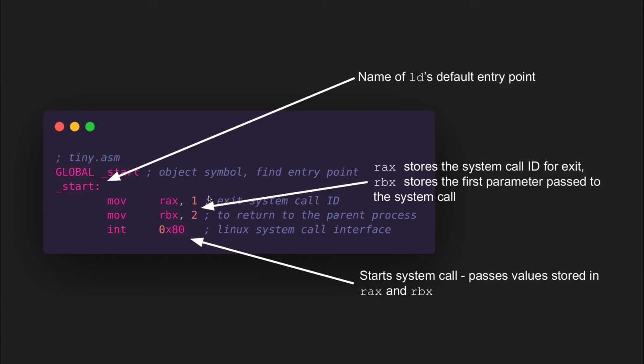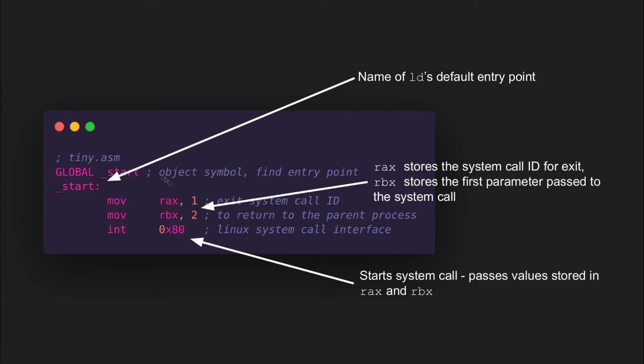So instead of using the entry point as we did last time, we use _start, which is the name of LD, the linker for GCC's default entry point. GCC itself actually calls start without an underscore by default, which then calls _start. So let's just cut that out.